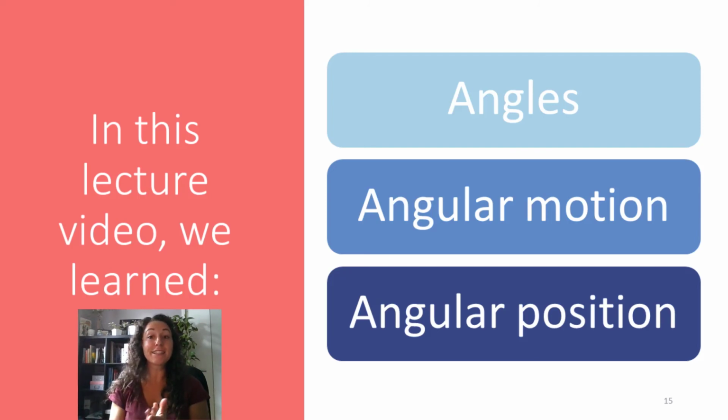Okay, so in this first lecture video on angular kinematics, we really focus on understanding what angular motion is, reminding ourselves of what an angle is first, and the different units of measurement for angles. And then we talked about angular position. So in the next video, we're going to keep going with those different kinematic variables, talking about distance, displacement, velocity, acceleration, all that good stuff. So stay tuned.